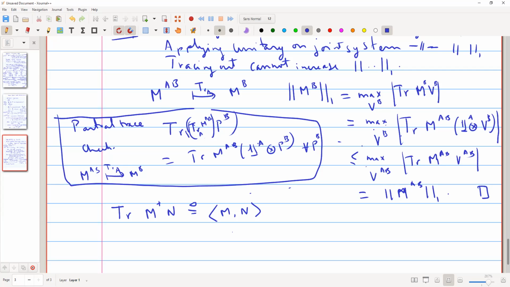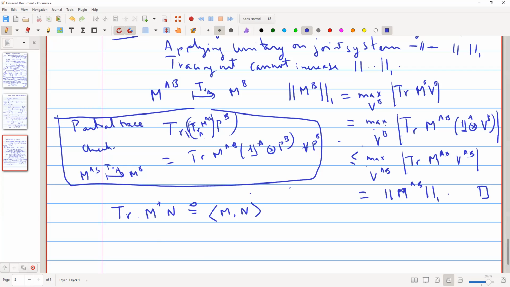Let's say the matrix is a k by k matrix. In row major order, stretch it into a vector of length k squared. Stretch M into a long vector, stretch N into a long vector, and take the usual dot product for vectors, or basically for tuples. You can check that it is the same as the left hand side, trace of M dagger N.